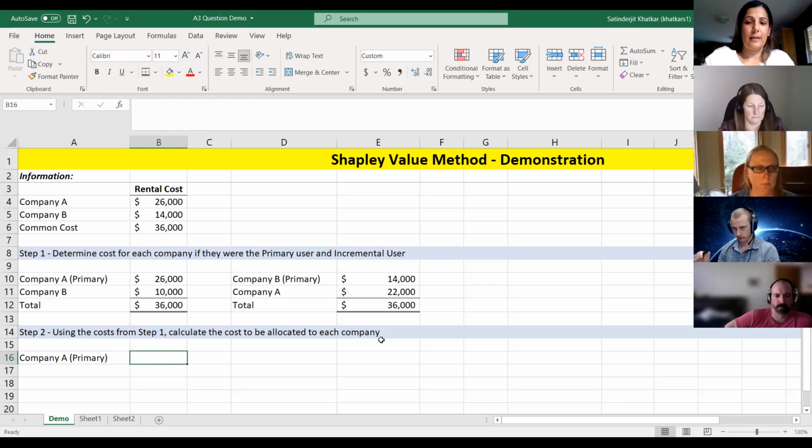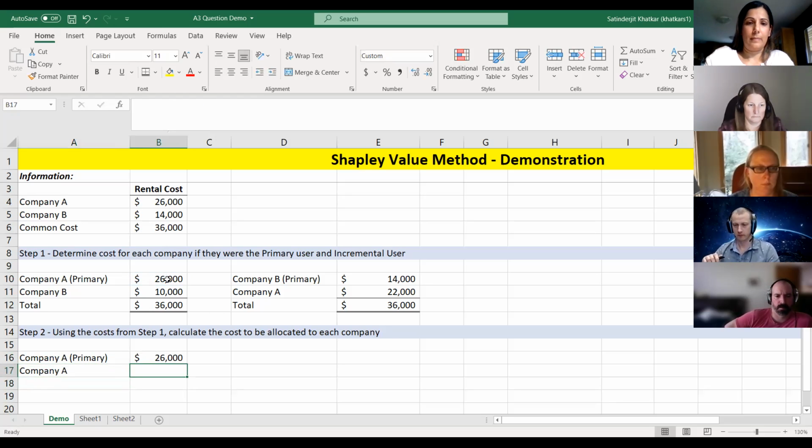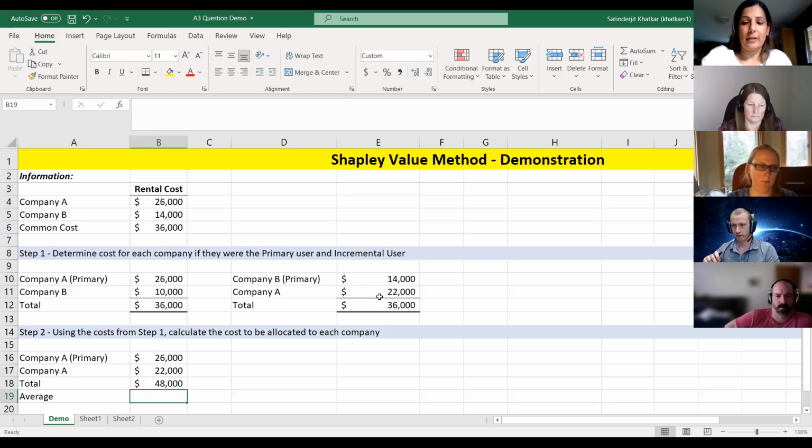So as a primary, they're going to pay 26,000. And as a secondary, they pay 22,000. And the average of those values is what company A should be paying in this rental cost. So I'll do a total, and your total is 48,000. And then an average of 48,000, you just divide it by 2.